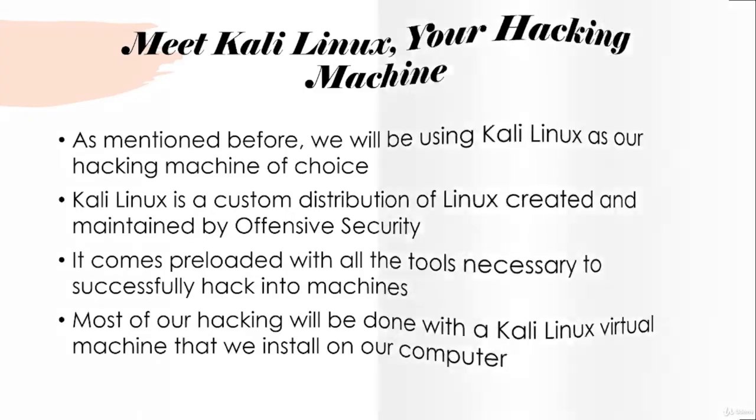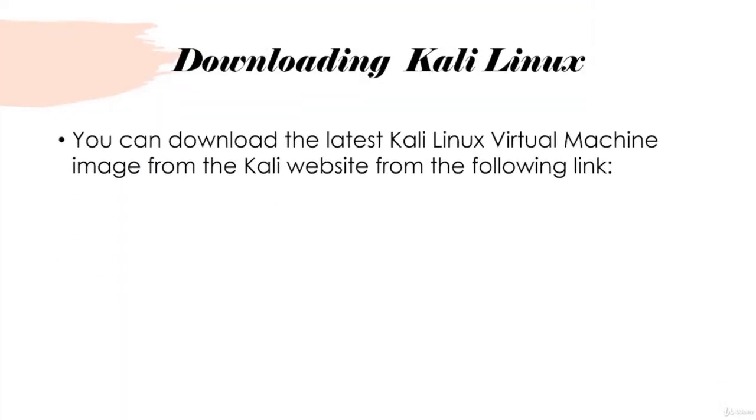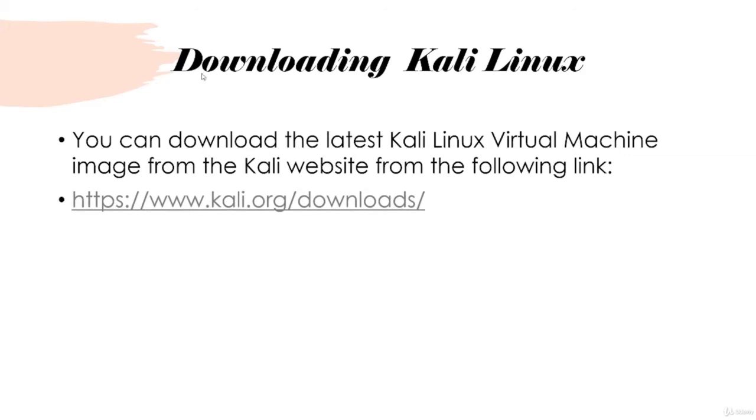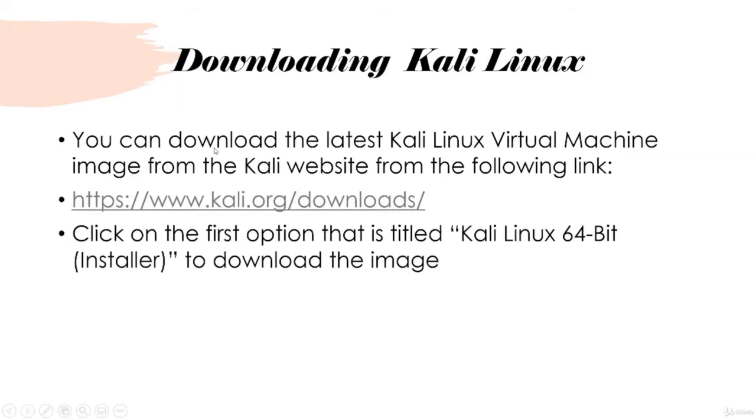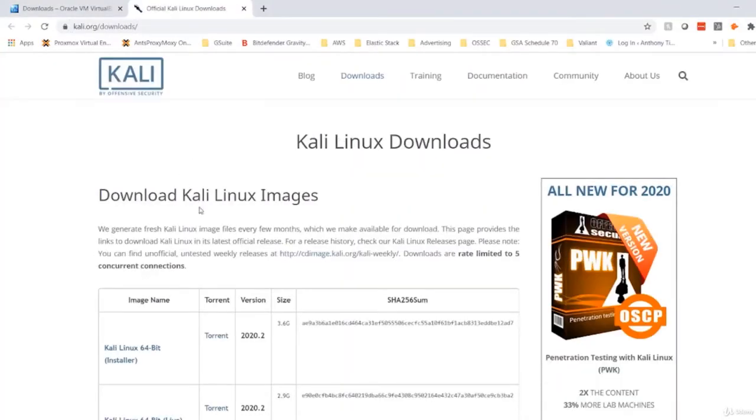So now let's go through the steps of actually downloading Kali Linux. You can download the latest Kali Linux virtual machine image from the Kali Linux website from the following link right here. You can just visit that link. I'll show you in a second. Just make sure when you get there, click on the first option. It's titled Kali Linux 64-bit installer. So let's go there and check this out.